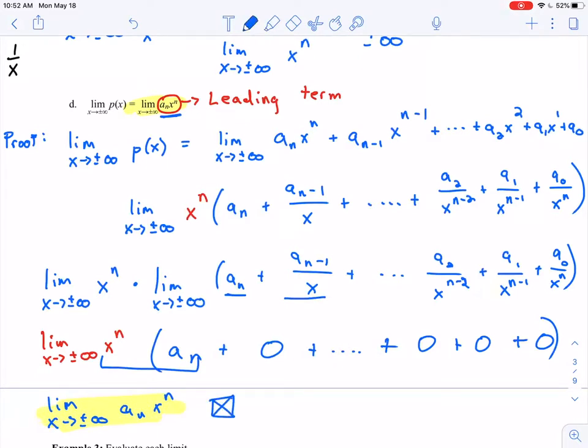These properties are going to help us tremendously in the next video when we start to look at some more complicated examples of limits at infinity of polynomial functions.